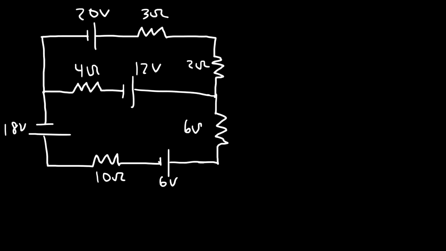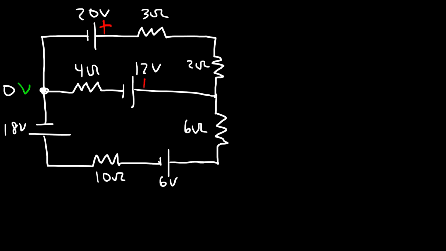So go ahead and calculate the current flowing through the circuit. And we're going to say that the potential at this point is 0 volts. So relative to that point, calculate the potential at every other point in this circuit. Go ahead and try it.